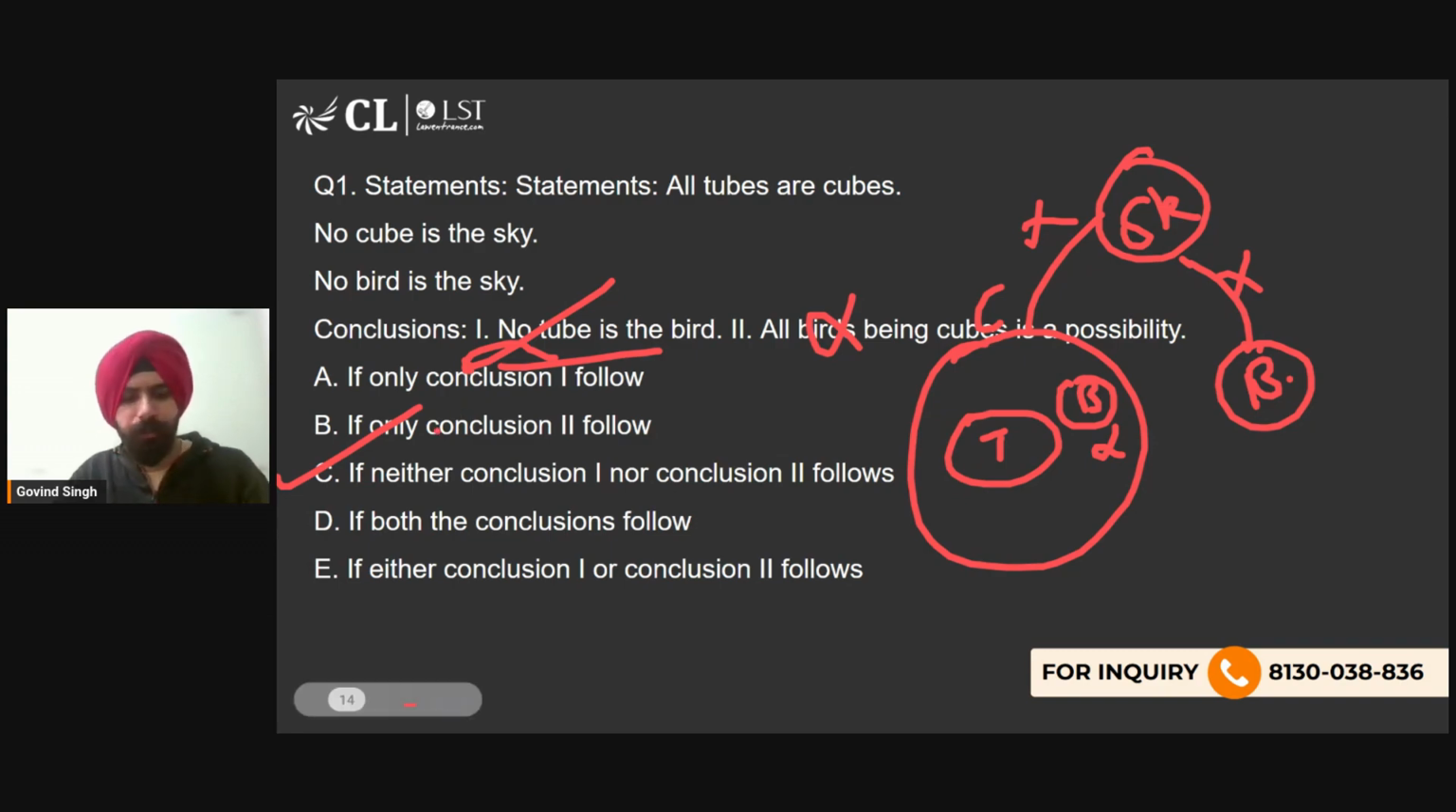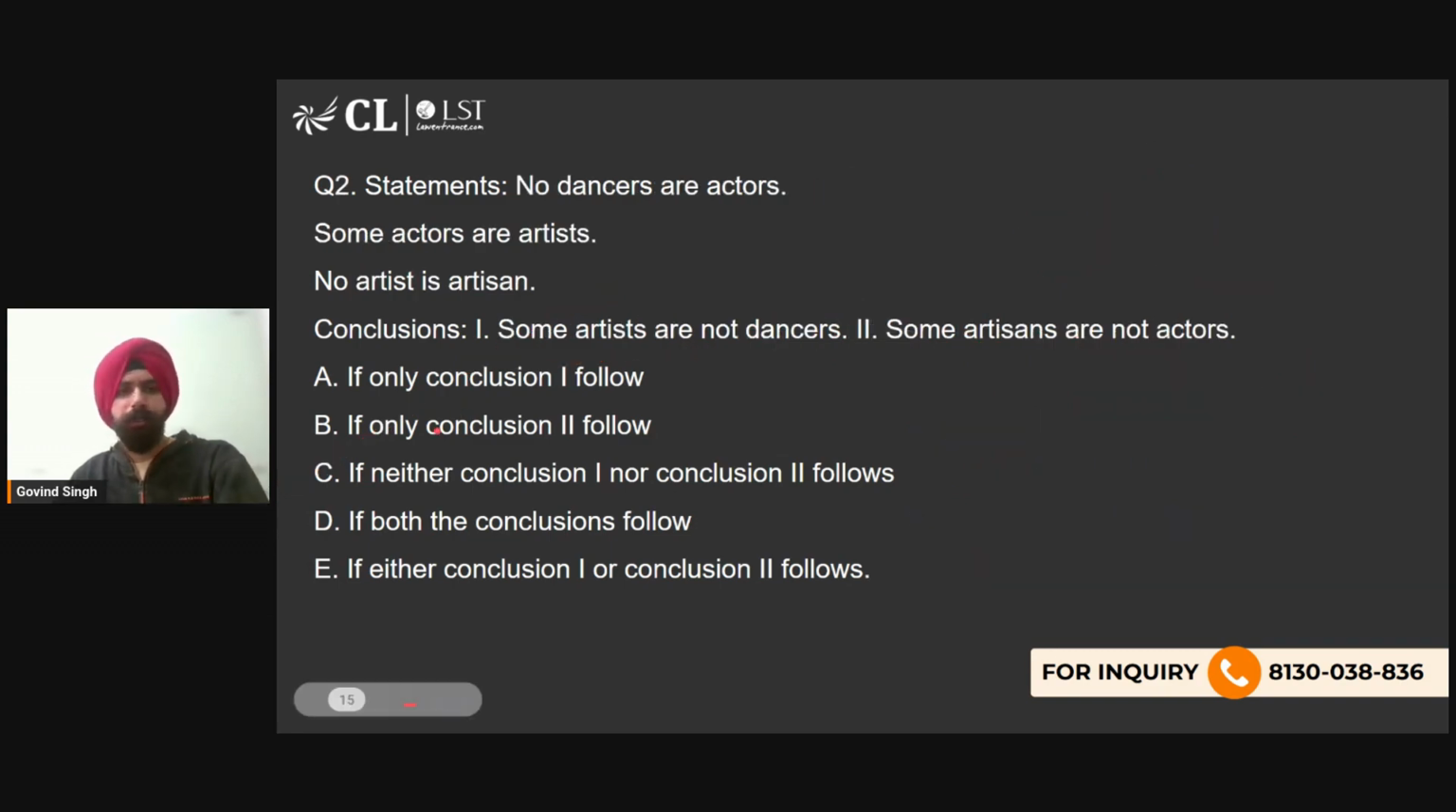Okay, so this is how it goes. It's very simple. Let's do the next one. I'll give you guys 15 seconds. Very quickly, do it with me.